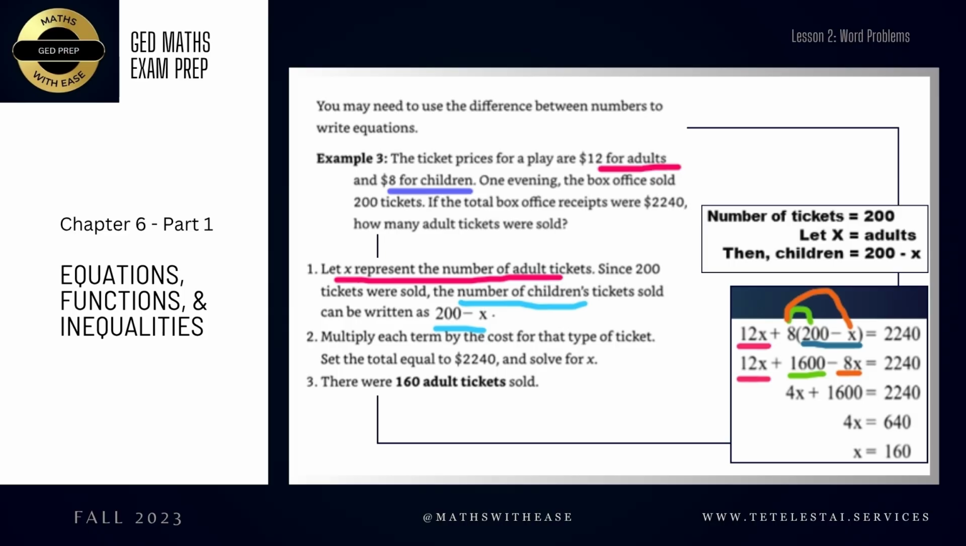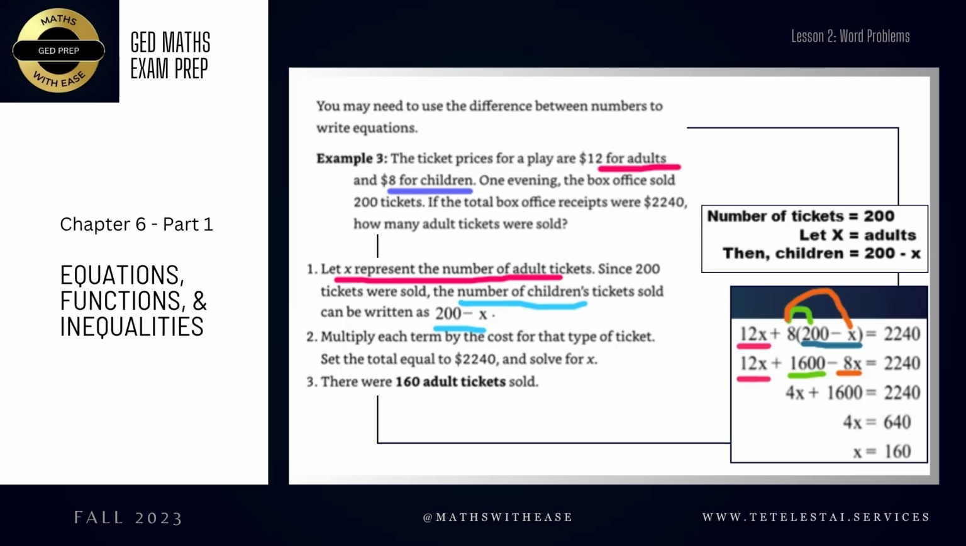Well, first you want to start by keeping track of all the information that you've been given in the problem, and that makes it easier to specify your equation. So we're going to let the number of tickets represent 200. Why? Because it simply tells us that the box office sold 200 tickets. So the number of tickets equals 200.